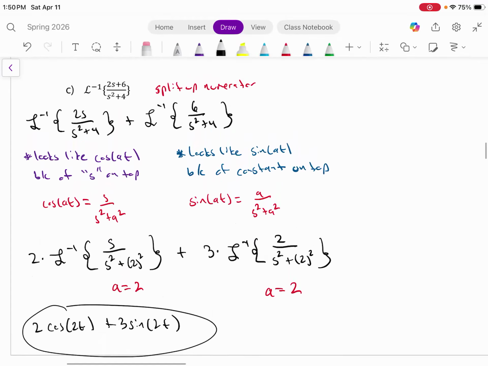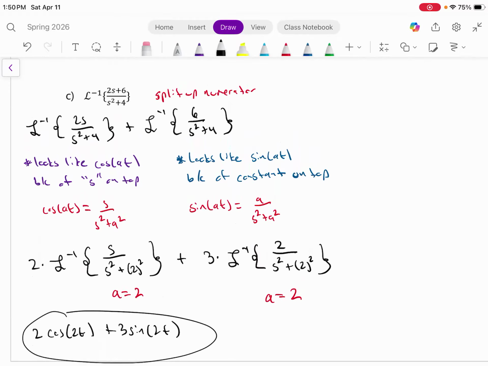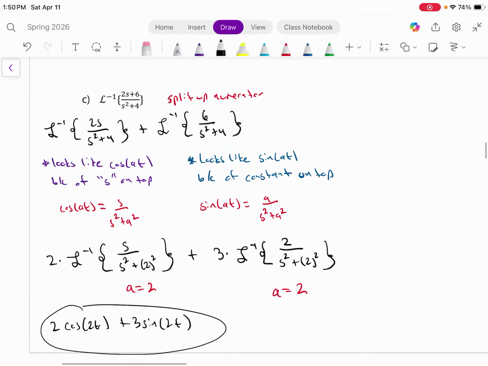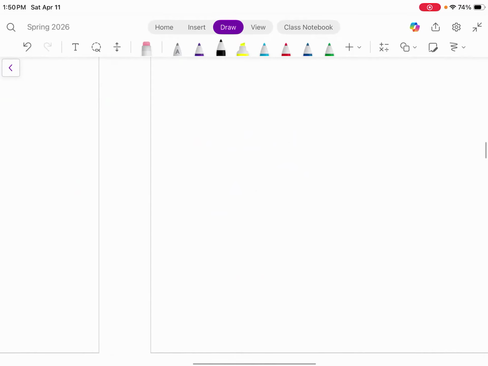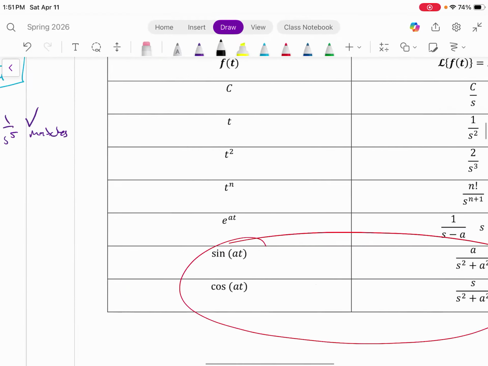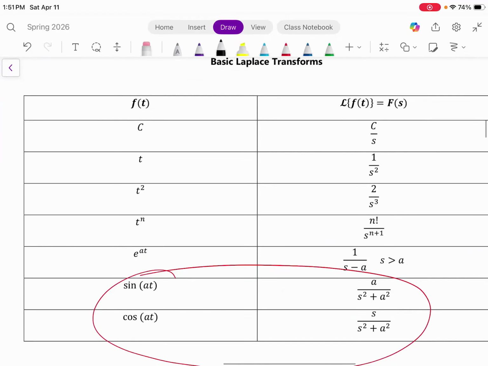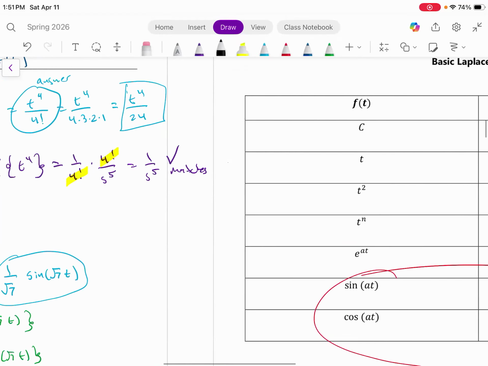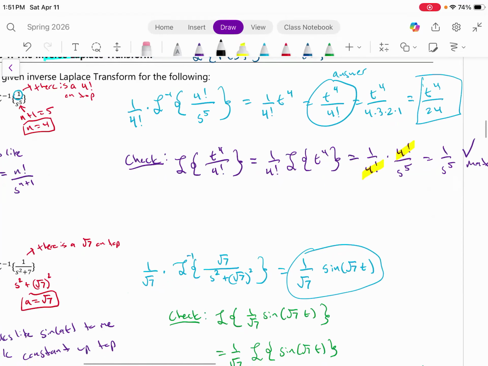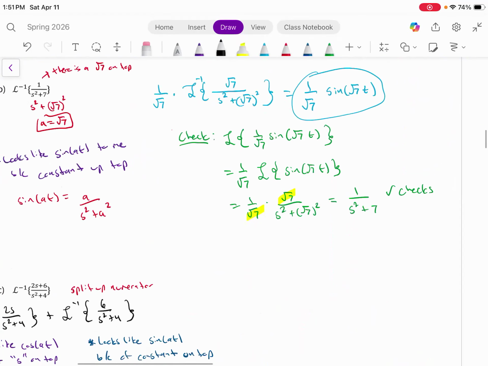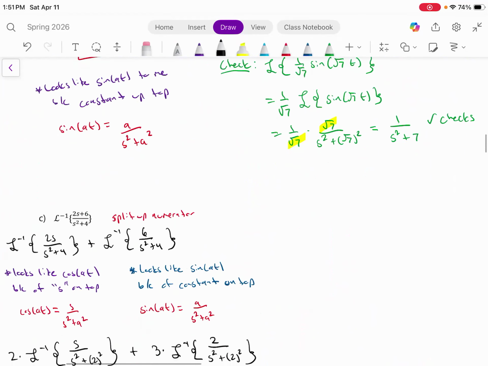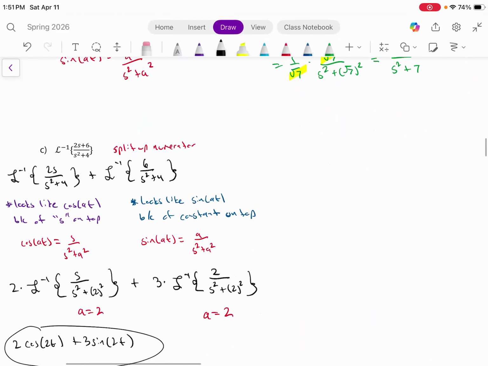Okay, so a couple different examples of inversing a Laplace transform. And the main idea is recognizing your table and the basic transforms that you could use to get your inverse Laplace transform. Hopefully this made sense. Once you practice a few, it'll start to be more clear in the process.